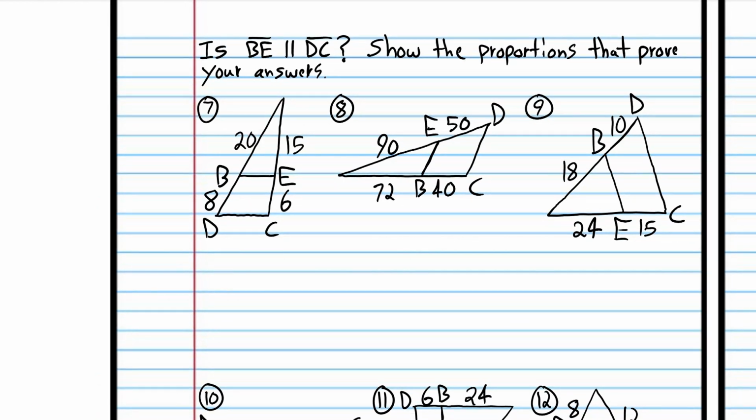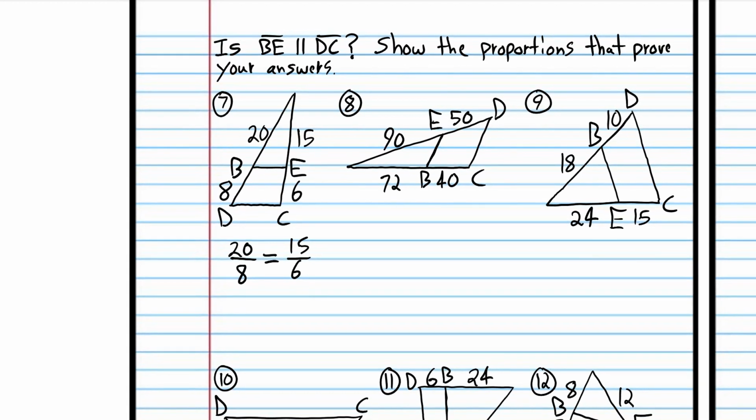So what we're going to do is we're going to say 20 over 8, pretty much the same thing we did before. 20 over 8 is equal to 15 over 16, and we're going to see if this is true. If that is true, then that proves, by that theorem up there, that these two segments are parallel. So is this proportionality true? Well, we'll just reduce it.